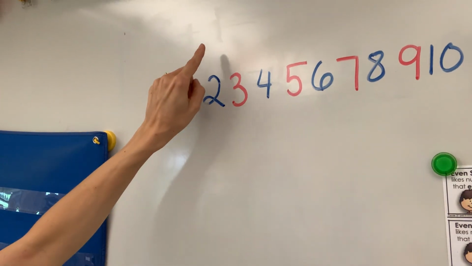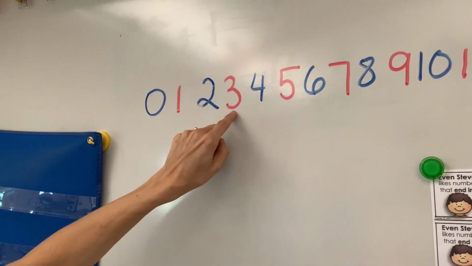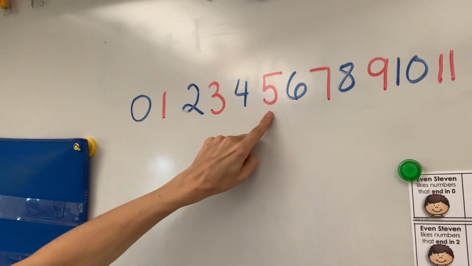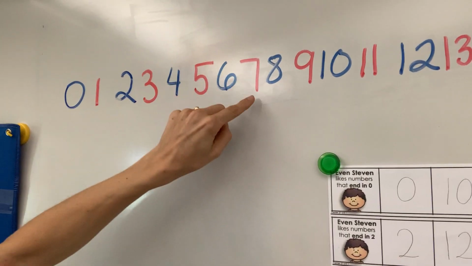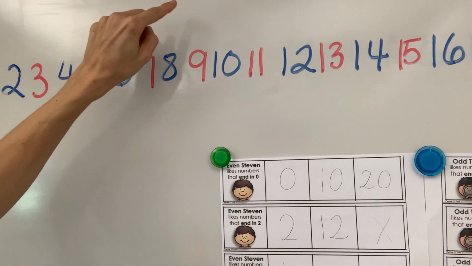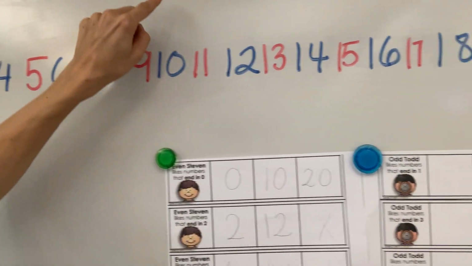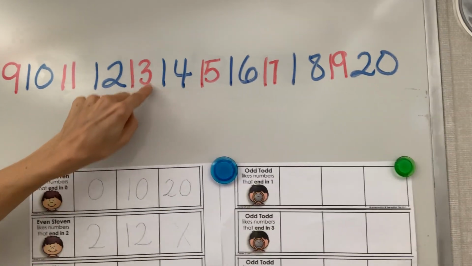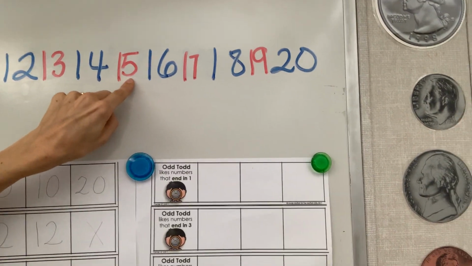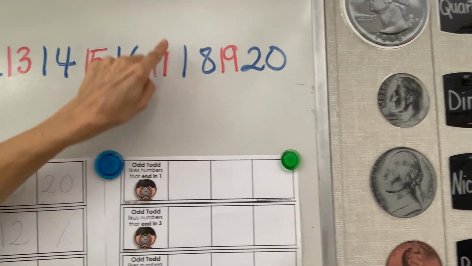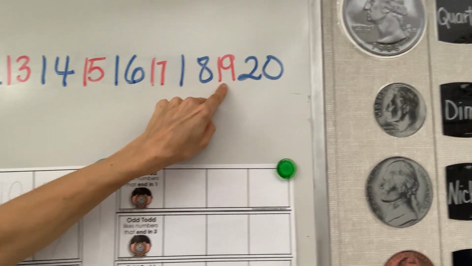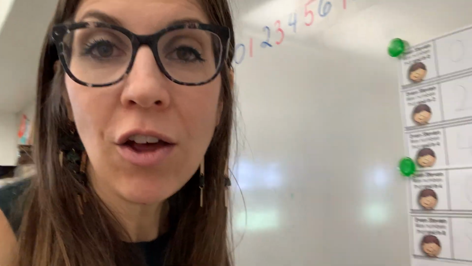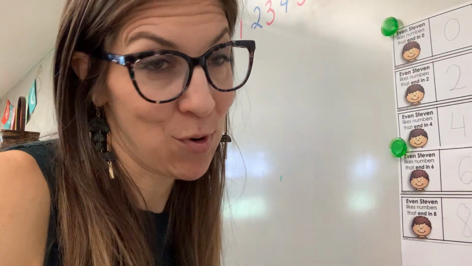1, skip the 2, 3, skip, 5, skip, 7, skip, 9, 11, 13, 15, 17, 19. Those are all of our odd numbers.